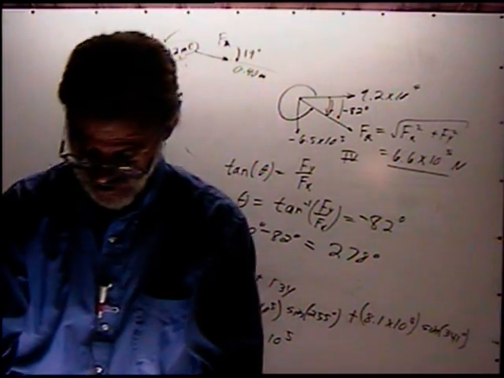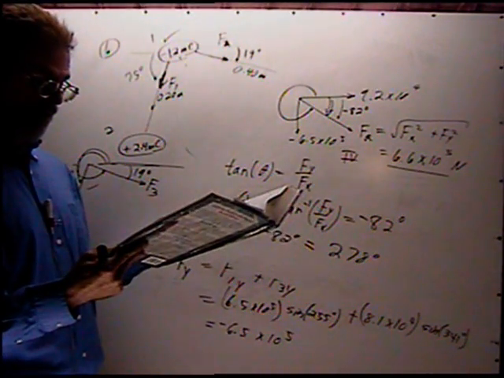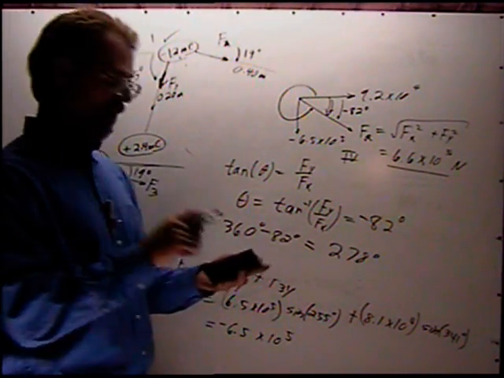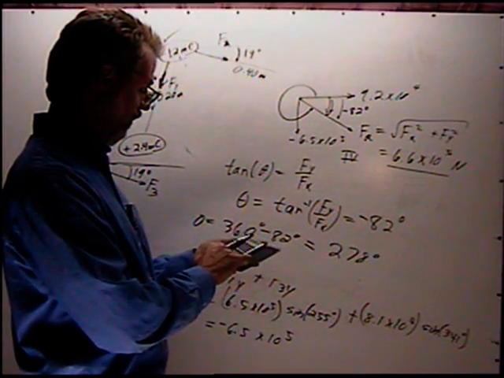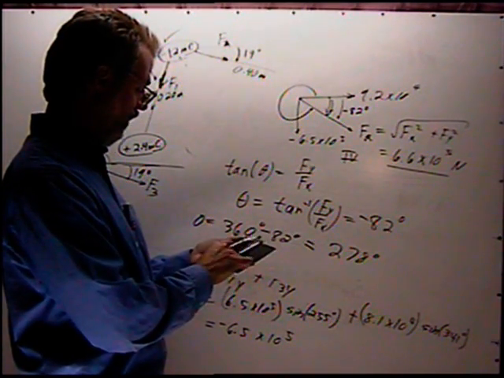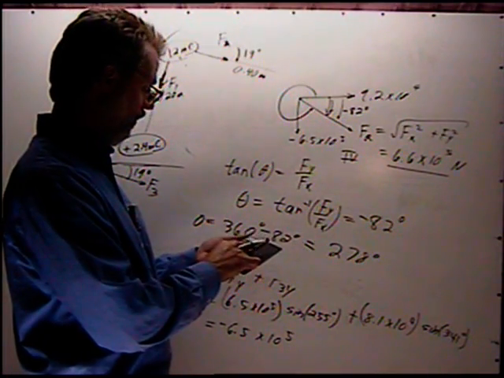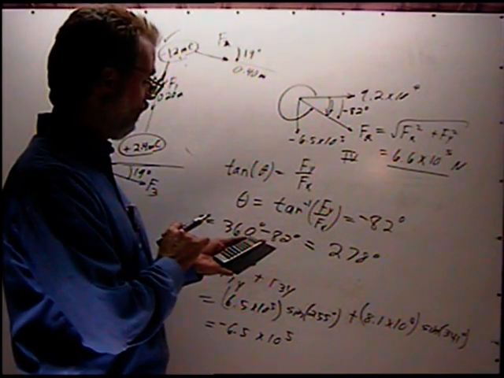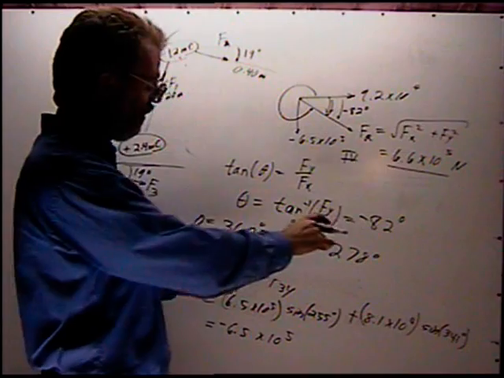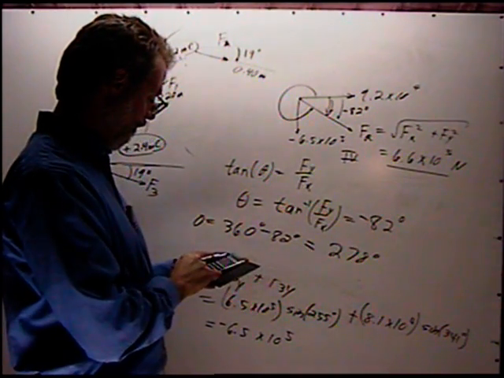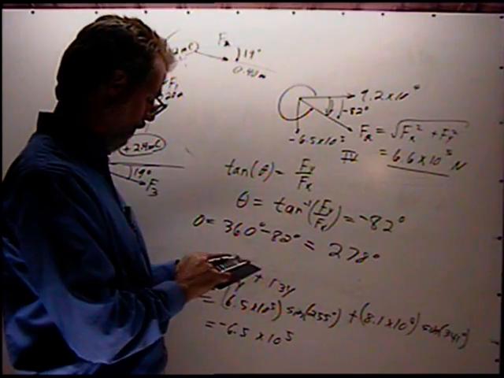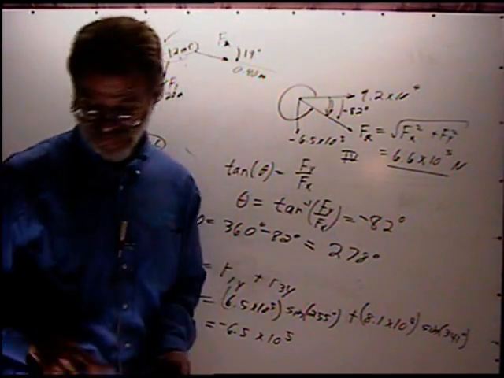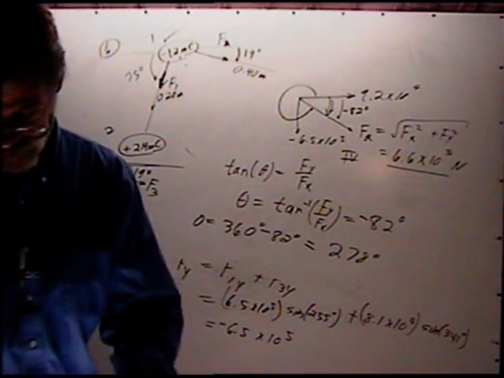I get that the answer is about 6.7 times 10 to the fifth, and the book says the angle is 260. Let me calculate that one more time. Maybe I did something wrong. 6.5 e to the fifth divided by 9.2 e to the fourth. 82. Well, I'm getting a slightly different answer than the book. Not quite sure why. Anyway, but you can see this is generally how we work the problem.